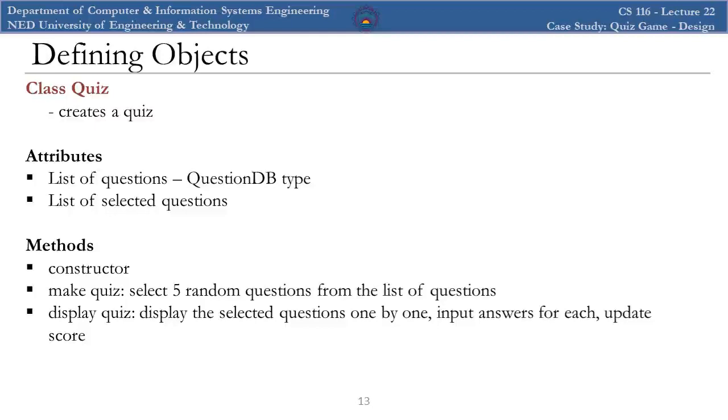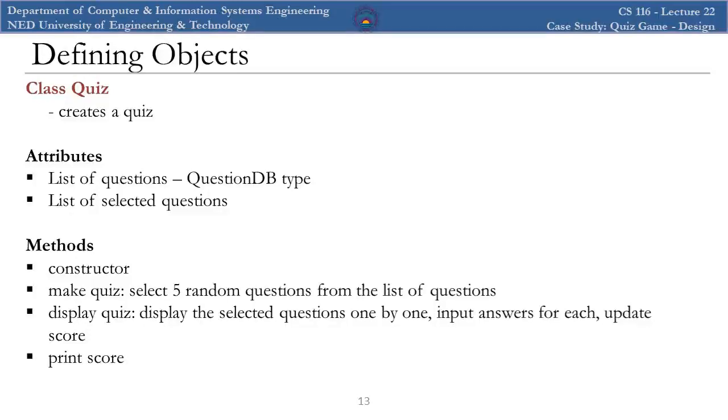It will take the answer from the user. It will compare it with the pre-stored answer, update the score, and then it will go to the next question. So it will do this 5 times. I'm using 5. You can increase it to any number that you want. So this could be another method.